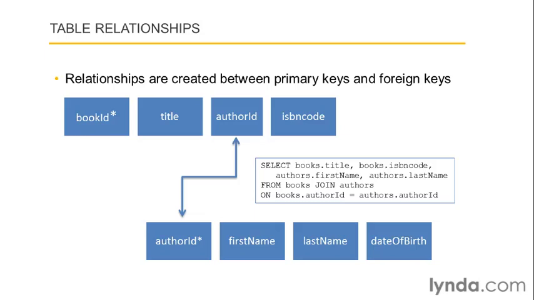So this SQL statement would return 4 columns, the title and ISBN code from the books table, and the first name and last name from the authors table. These values would be returned in a single record set, and only where there would be matches between the author ID values in both tables.